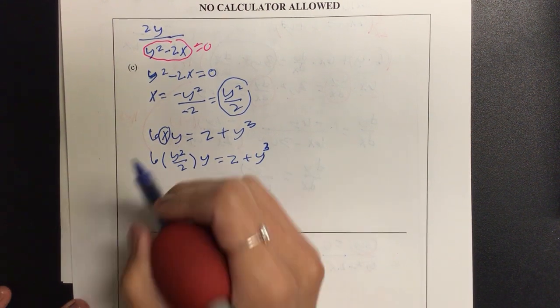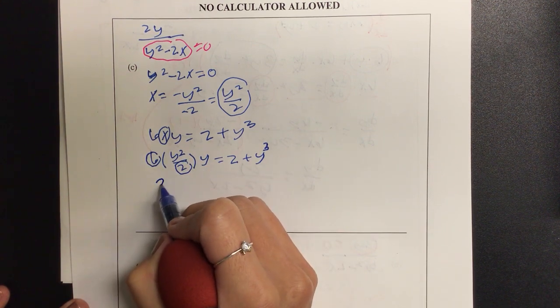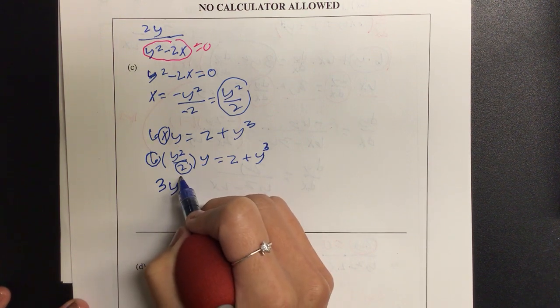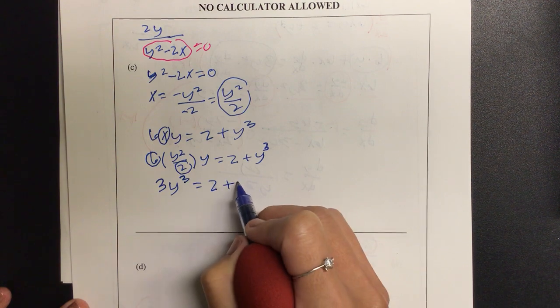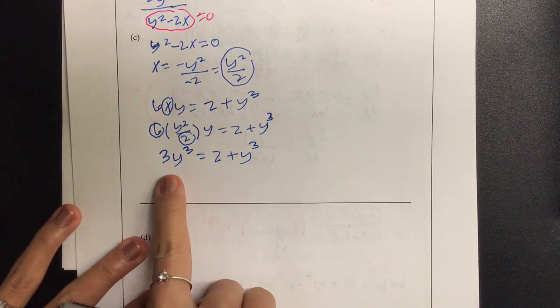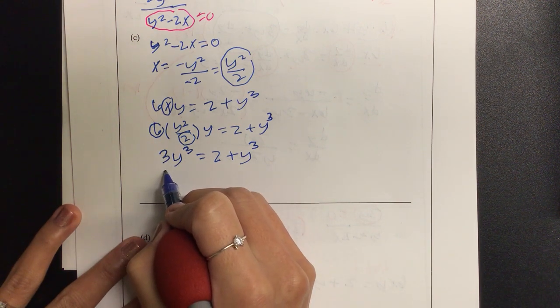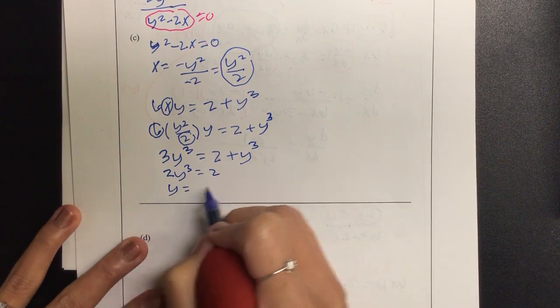So let's think about simplifying. What is 6 divided by 2? 3. And I have y squared times another y. That will be y to the what? Cubed. And on the other side, we have 2 plus y cubed. And then I'm going to subtract y cubed on both sides. When I do, how many do I have on the left? 2y cubed is equal to 2. So my y must be 1.